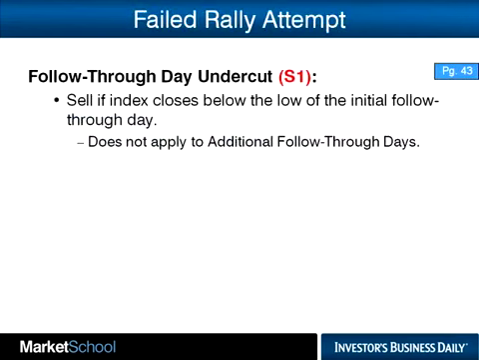Now, you'll see that with our rules, we have them in families of buys and sells that kind of counteract each other. So on the follow-through day, we also have a follow-through day sell rule. This answers the question that you had earlier. A follow-through day undercut, that's our first sell signal. It's called an S1, Sell signal 1. We're going to sell if the index closes below the low of the initial follow-through day. It does not apply to additional follow-through days.